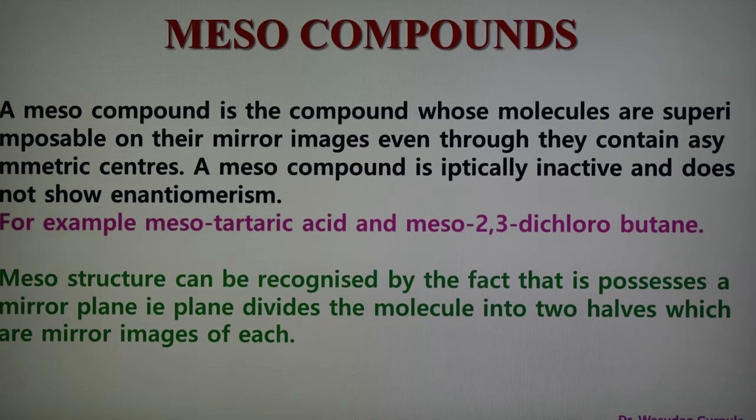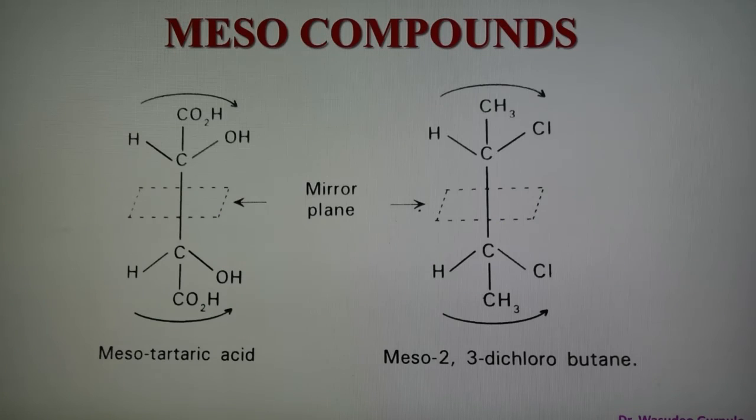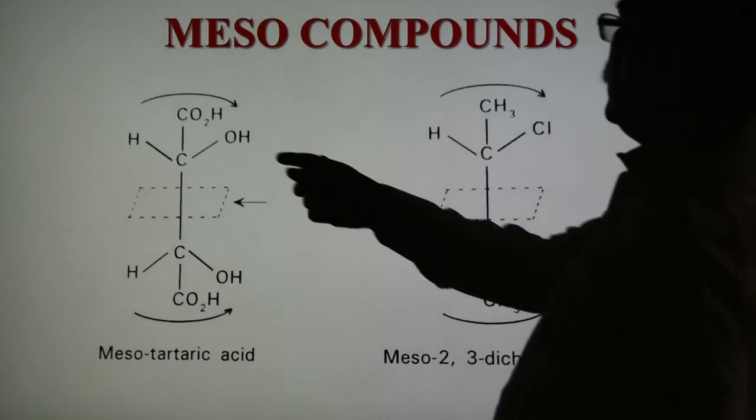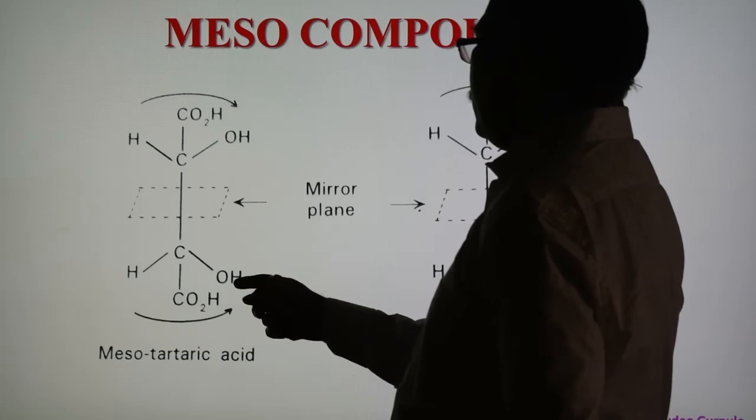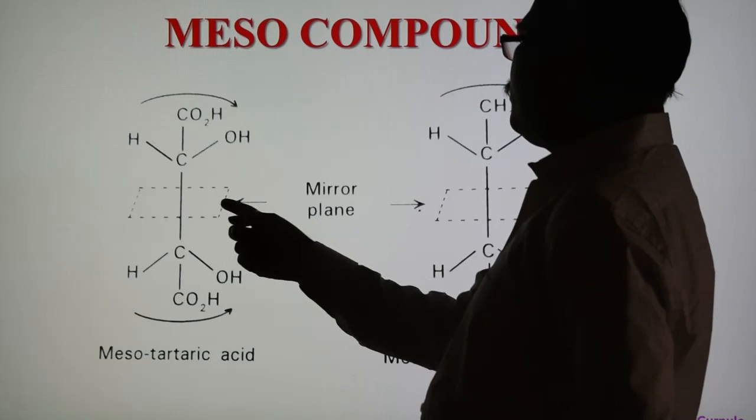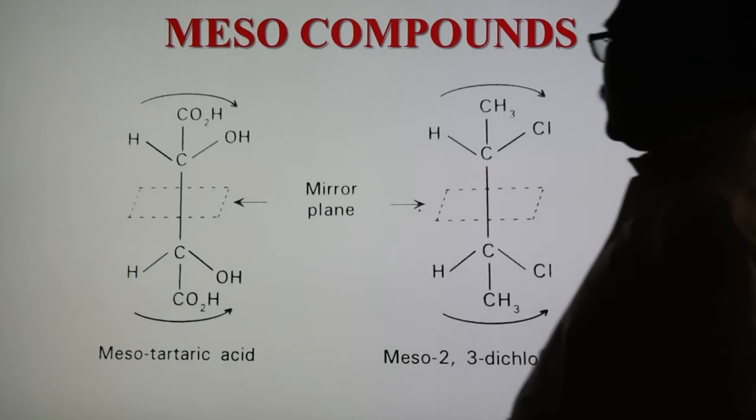The optical inactivity of a meso compound is due to internal compensation, because in the middle there is a plane of symmetry. The two parts of the molecule rotate the plane polarized light in opposite directions and hence cancel the effect of each other, and such a compound is known as a meso compound. So here the structure of the meso compound is shown. The arrows show rotation in this way and in this way, so in opposite directions. And here is a mirror plane; one half is compensated by the other half.